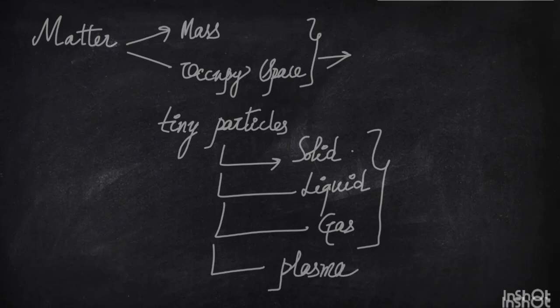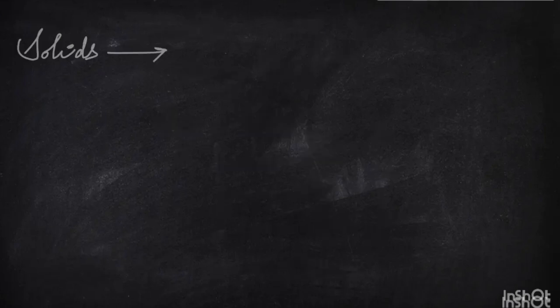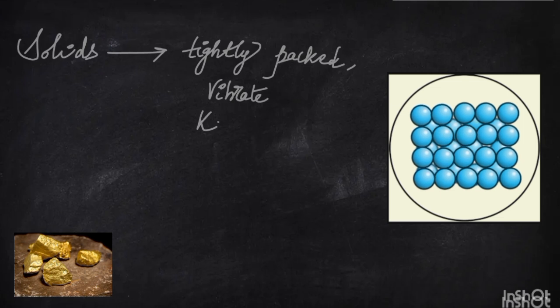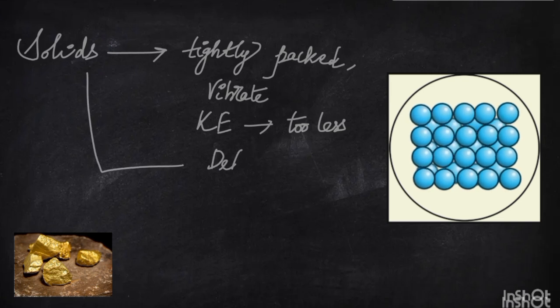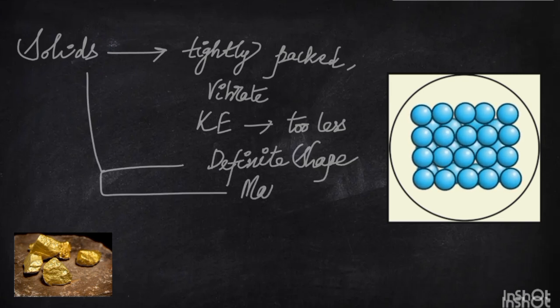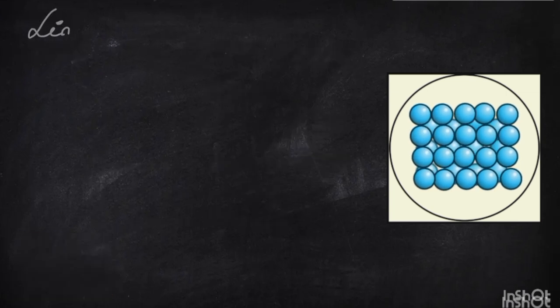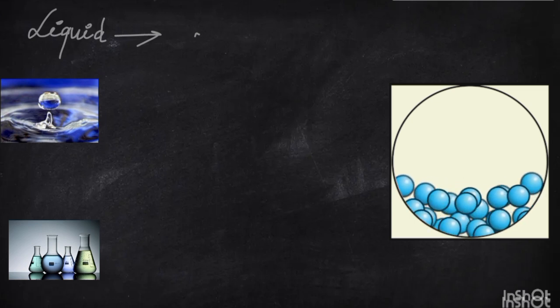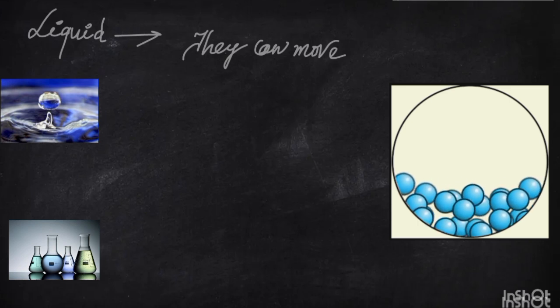Now, how the molecular arrangement and what are the characteristics of solid, liquid, and gas? Let us see. In solids, the tiny particles are tightly packed and they are not able to move, but they can vibrate. The kinetic energy of these particles is too less, and solids have definite shape, solids have mass, and solids have definite volume.